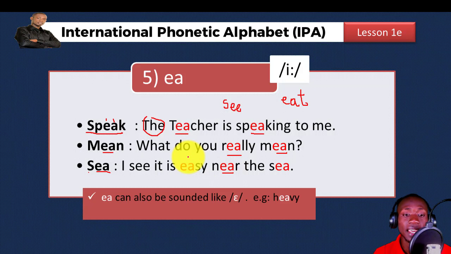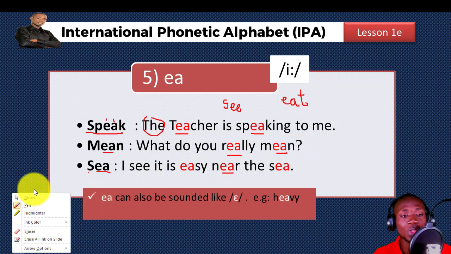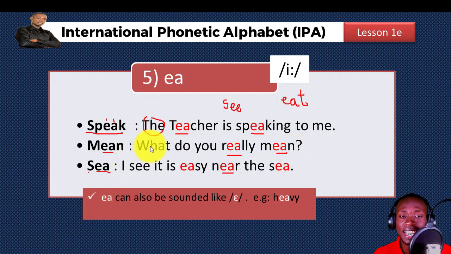Near the sea. I see it is easy near the sea. Try to repeat it. Try to say it yourself. You see? The teacher is speaking to me. The E sound. What do you really mean? You can say that. And the last one is, I see it is easy near the sea.